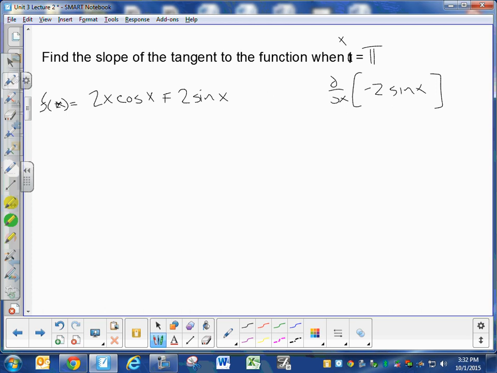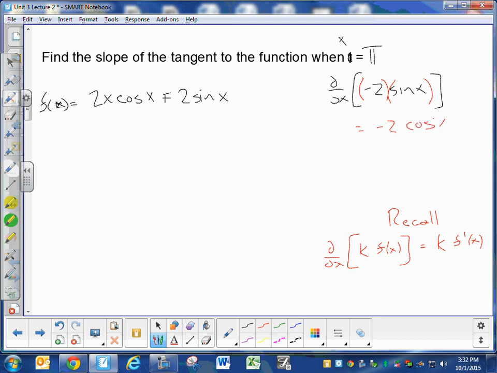Remember that if you have a constant times a function, and you want to take the derivative of the constant times the function, you can just leave the constant and multiply it by the derivative of the function. Though you look at negative 2 sine x and you see a product of two things, sure, it's a product. If you did the product rule for this, you'd be wasting your time, because the derivative of this would just be negative 2 cos x, right? It's just a constant times a function.